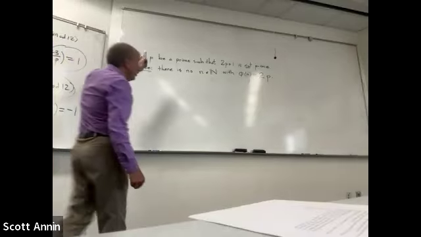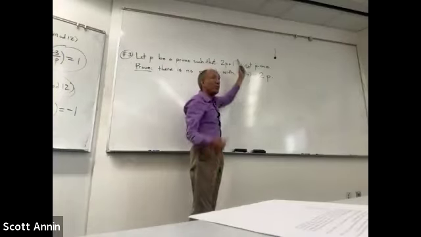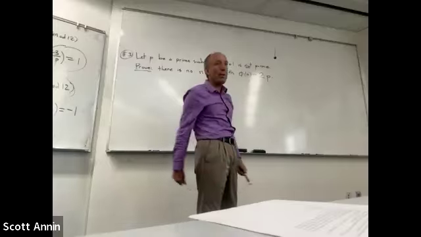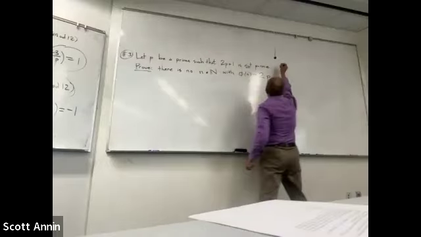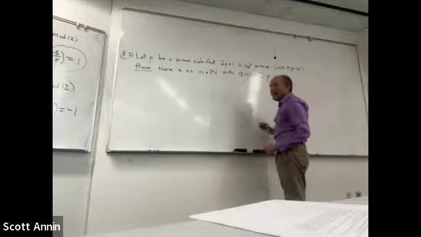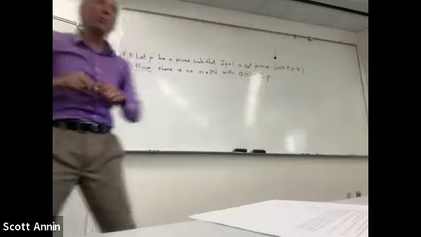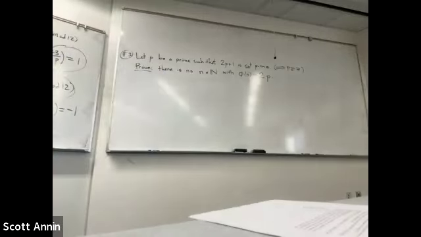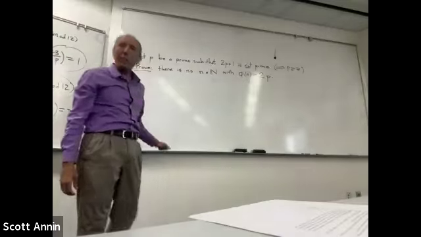Because if p is 7, then 2p plus 1 is 15. 15 is not prime. So this actually implies that p is at least 7. It can't be smaller than 7. If p is 2 or 3 or 5, we violate our assumption in the first place. Any thoughts on how to do a problem like this?